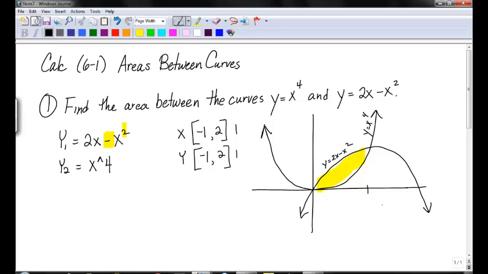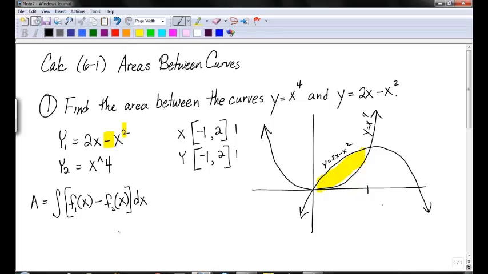On the formula for these, we're going to do the integral. The area equals the integral of f sub 1 of x minus our second function f sub 2 of x, and put a bracket around that. It's with respect to x.